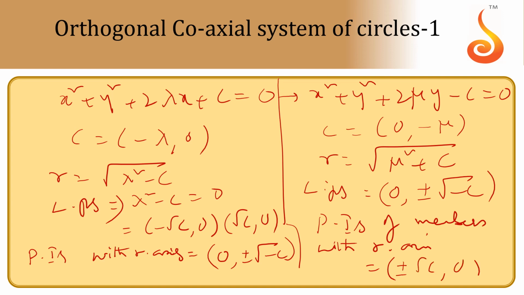Just observe these things. A lot of information is there. So c is playing a very important role here. If c is positive, here limiting points exist, point of intersections of members with radical axis does not exist. Immediately what is happening here? Limiting points do not exist, points will exist. And did you observe anything? Here the point of intersection of members with the radical axis will be the limiting points of the other system.